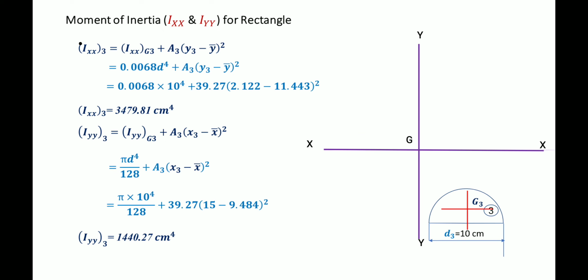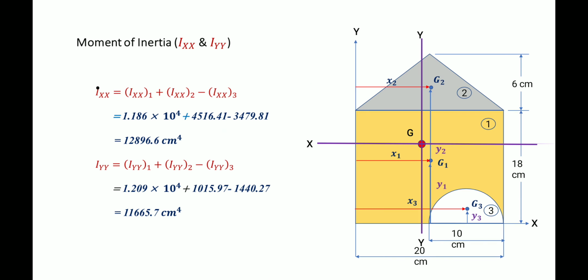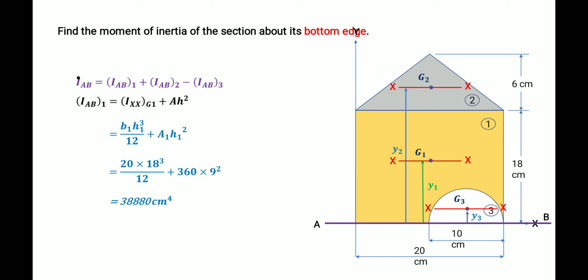Then the third section is a semicircular region. About its own horizontal centroidal xx we have 0.0068 d power 4, plus area into this distance squared. For the y axis, the moment of inertia is 5 d power 4 by 128. We will substitute y bar as 3. Then we can substitute in the formula: Ixx is equal to first section plus second section minus third section, and we will get the value. Iyy also we will get. That's all.